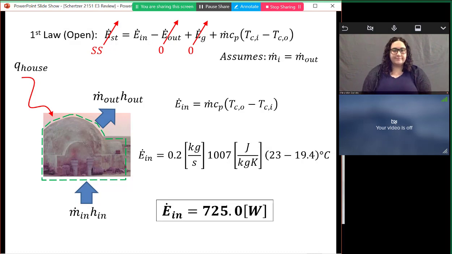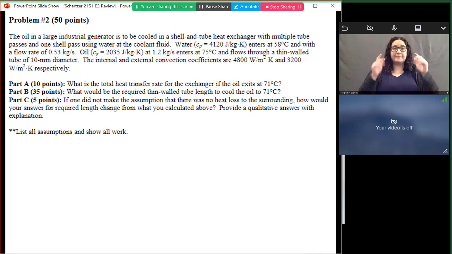So that's the end of the first long answer problem. Does anyone have questions about either the method or the answers that we got? Okay, we will move on to the second long answer problem.